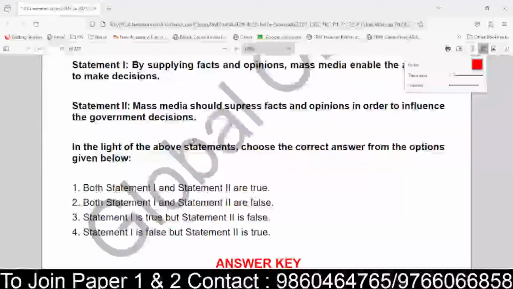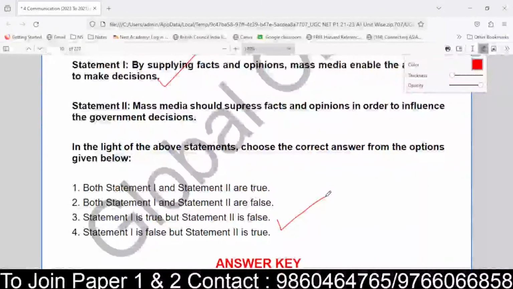What exactly does it indicate? Yes, everyone. Do you think that by supplying facts or opinions, mass media helps to make a decision? Yes, very true. Because of the facts and opinions, it is able to take a decision. The second statement says that mass media should suppress the facts and opinions in order to influence the government decision. No, it's completely false, because it should not suppress. Whatever the fact is should be presented. So option C, that statement 1 is true and statement 2 is false, is the right answer. Right?